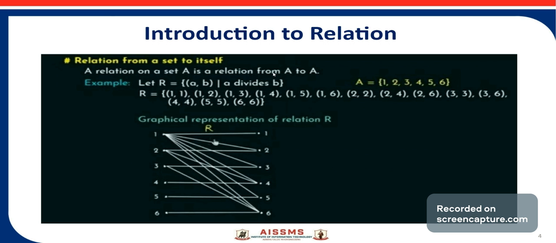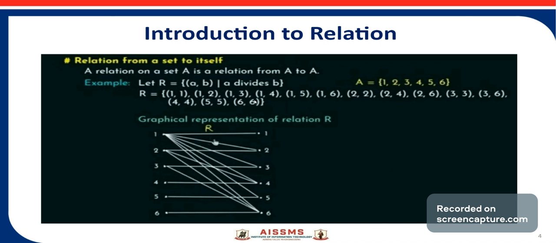Now here (1, 1), yes, 1 divides 1; (1, 2), 1 divides 2; (1, 3), 1 divides 3; (1, 4), 1 divides 4; (1, 5), 1 divides 5; (1, 6), 1 divides 6; (2, 2), yes, 2 divides 2; (2, 4), 2 divides 4; (2, 6), 2 divides 6; (3, 3), 3 divides 3; (3, 6), 3 divides 6; (4, 4), 4 divides 4; (5, 5), 5 divides 5; (6, 6), 6 divides 6.